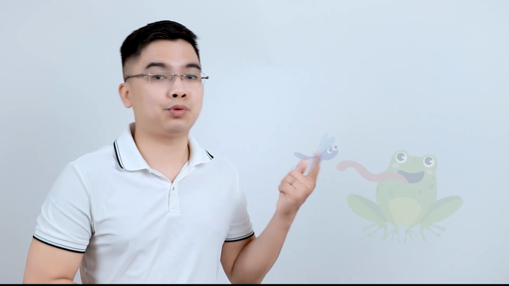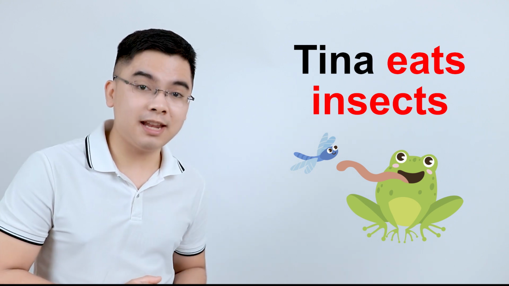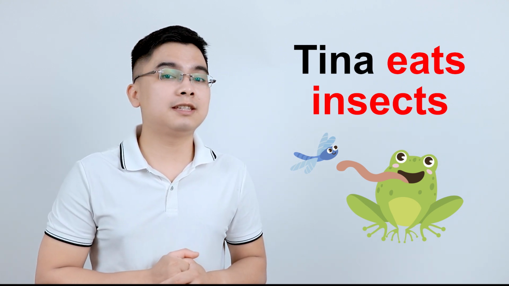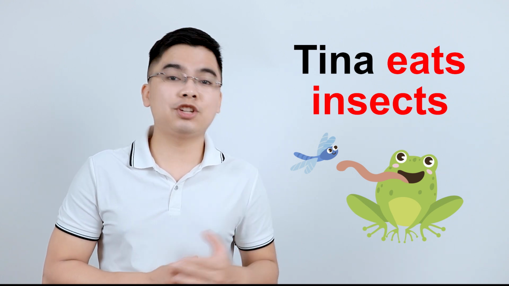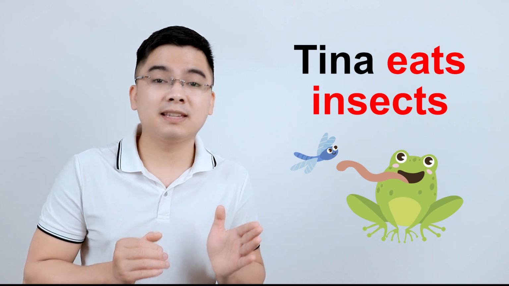Our new lesson. Okay, the first one. Tina eats insect. Yeah. Tina eats insect. Okay. Tina is the name of a character in our sentence. Actually, she's the name of an animal. And let's see, what is this term? Tina eats insect. All right.